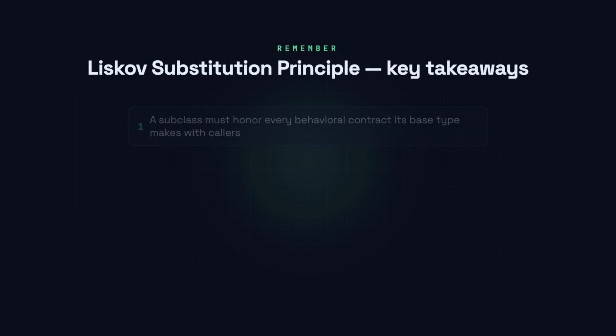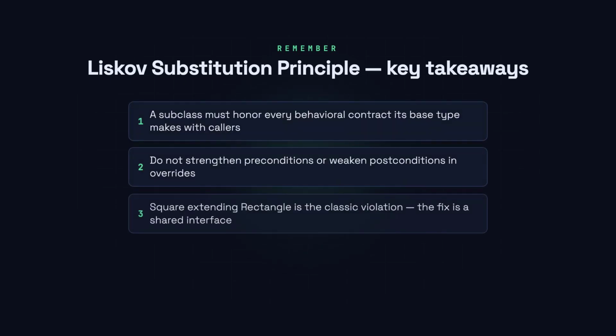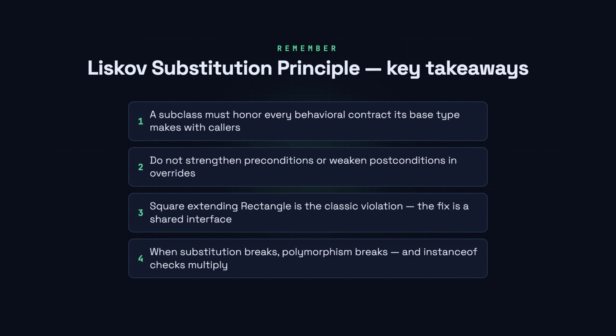To recap, LSP says a subtype must be fully substitutable for its base type, not just structurally, but behaviorally. The square-rectangle example shows how a geometrically intuitive hierarchy can silently violate caller expectations. The remedy is usually a shared interface rather than an inheritance chain. When you find yourself adding type checks or unsupported-operation exceptions in subclasses, LSP is signaling that your hierarchy needs to be rethought.